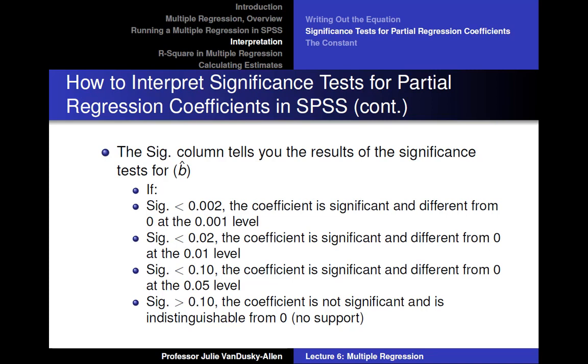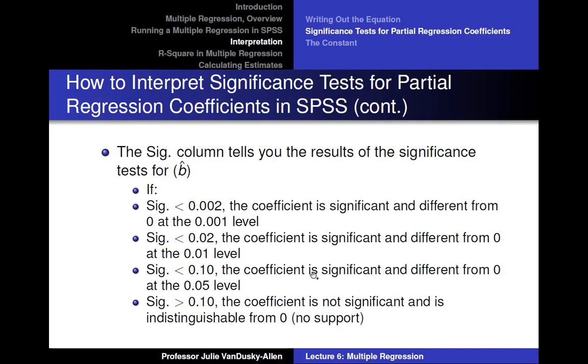If the sig value is less than 0.02, then the coefficient is significant and different from 0 at the 0.01 level. If not, move on to the next step. If the sig value is less than 0.10, then the coefficient is significant and different from 0 at the 0.05 level. In all of these cases, you have support for your argument.